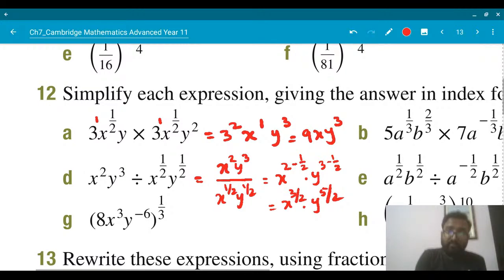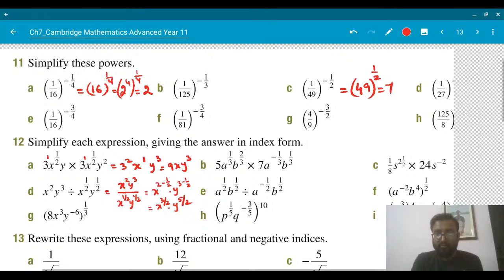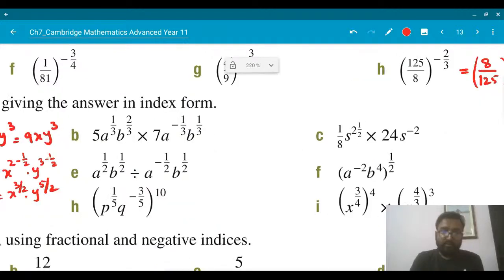So now I suggest you do one problem yourself. Can you do C? Do it on pen and paper. Take a pen and paper and do it. C and E. Do it and share the solution.